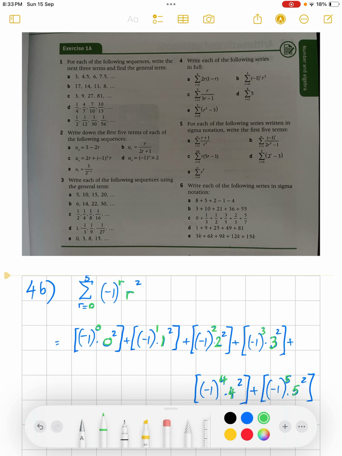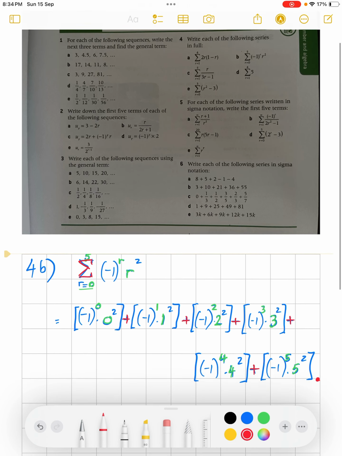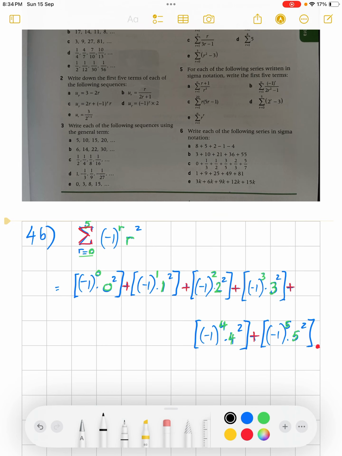And we stop at 5 because the top number here says where to stop. The bottom number says where to start. And because it's got a sigma, it means the sum of those numbers that are in that sequence, and then it's full stop. And this question wants us to write the series in full, so let's work out what these numbers are.